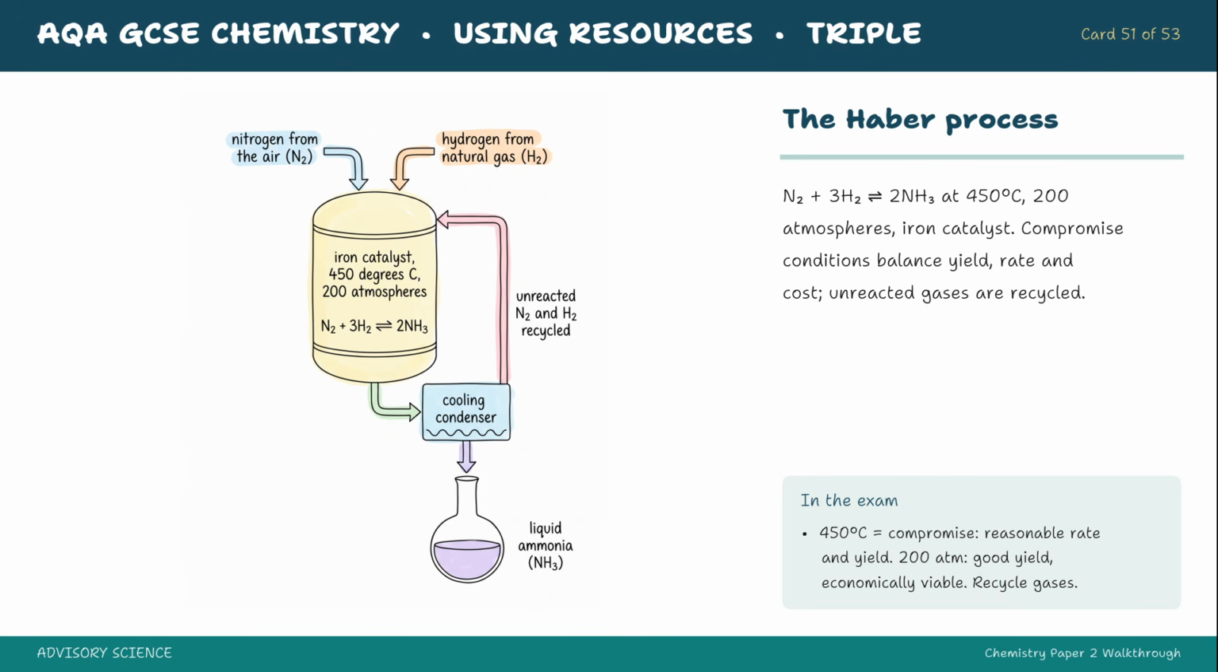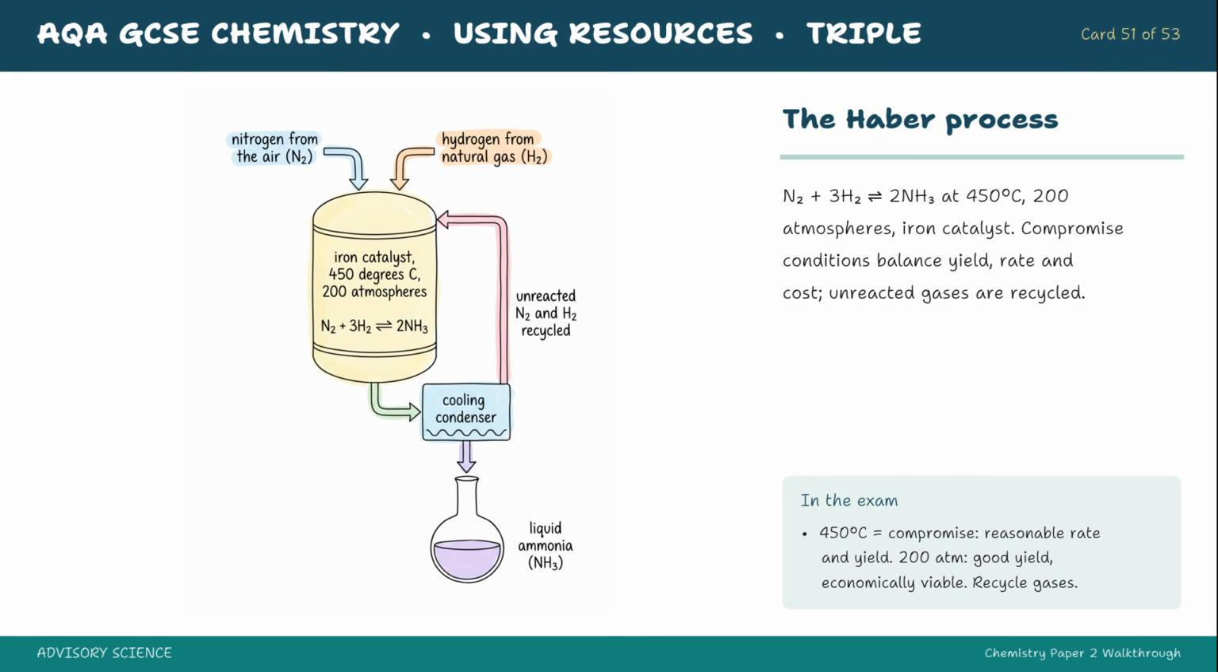The forward reaction also has fewer gas molecules on the product side. 4 molecules become 2. So a high pressure pushes the equilibrium towards ammonia and increases the yield. The pressure is kept around 200 atmospheres rather than higher because building equipment to withstand even higher pressure would be too expensive and dangerous. The iron catalyst speeds up the reaction without affecting the yield.